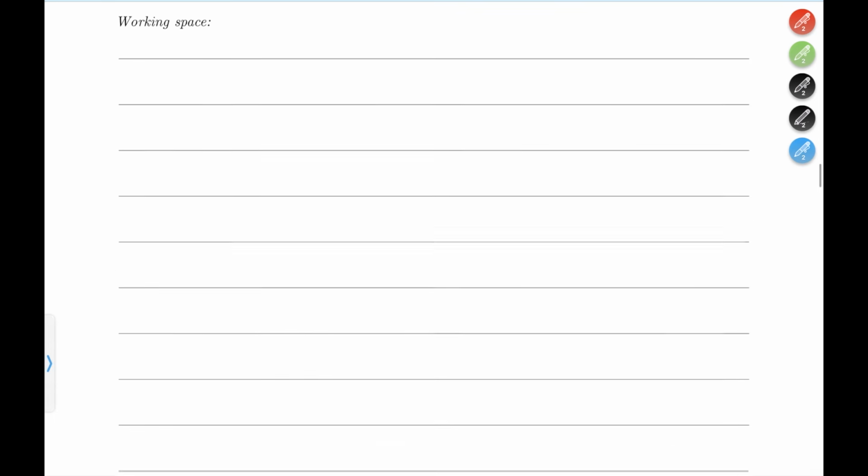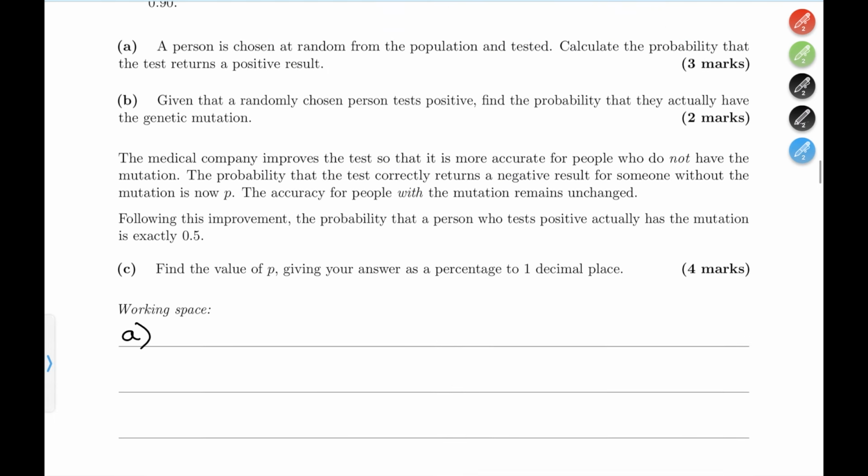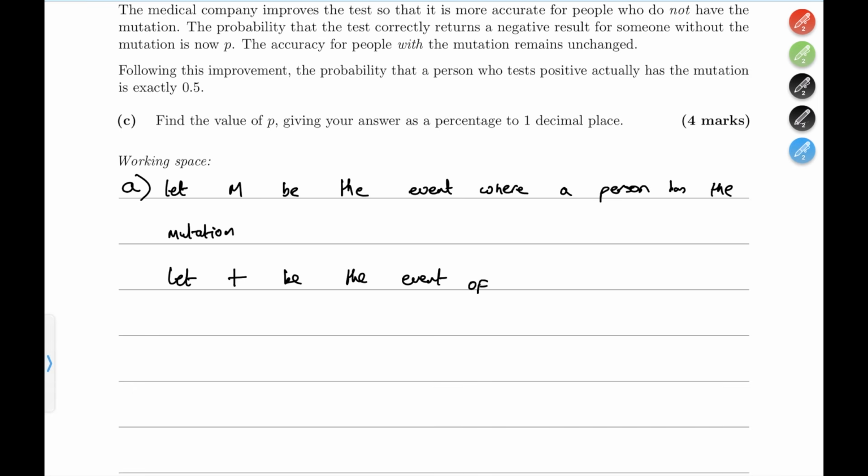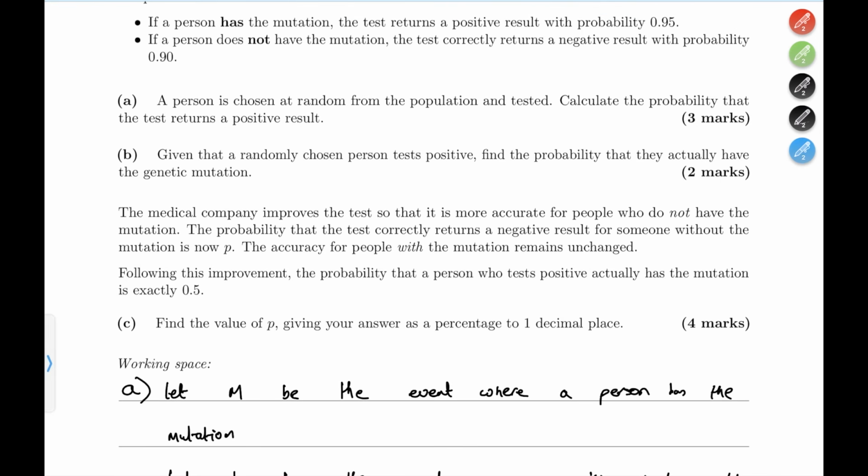Okay, so let's define a couple of things just so the examiner knows exactly what we're working through. So let M be the event where a person has the mutation. Okay, and I'm going to use a plus sign. So let this be the event of a positive test result. So now it's asking us, what is the probability that the test returns a positive result?